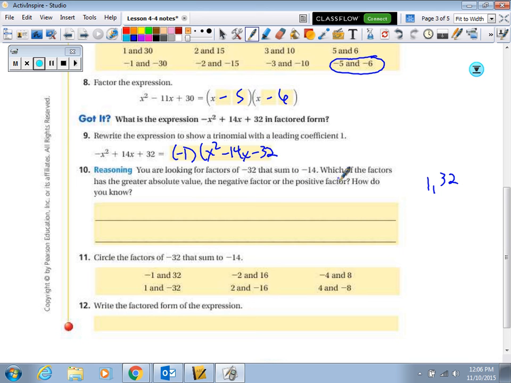Then you should figure that out. All they're trying to do is get you to understand the reasoning behind why we do what we do. Okay, so we're going to go to the next example.